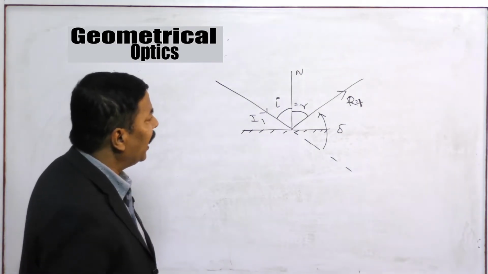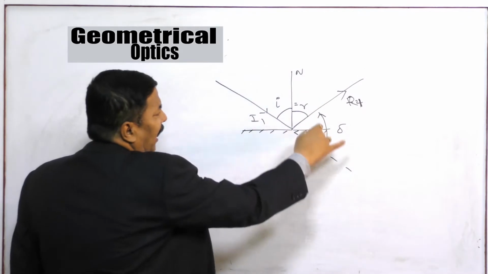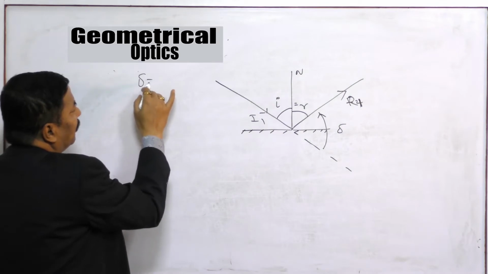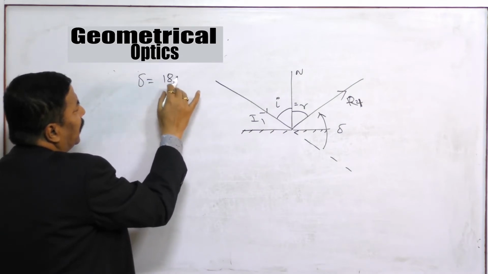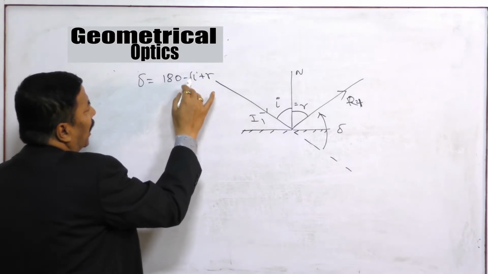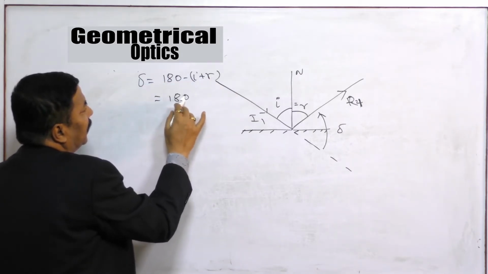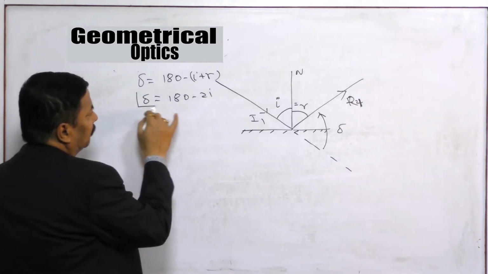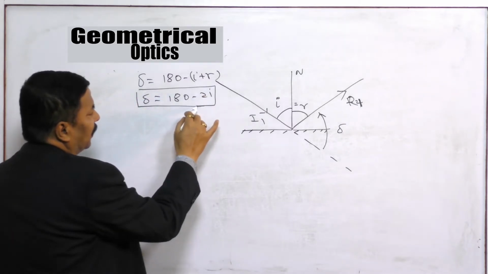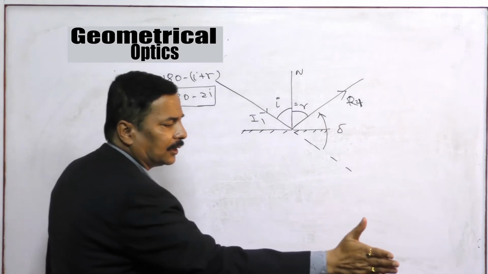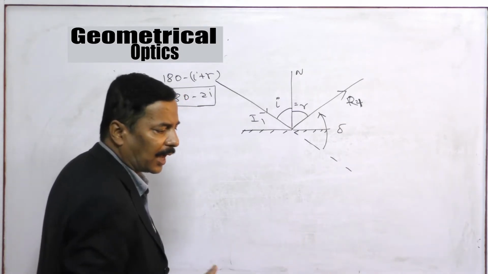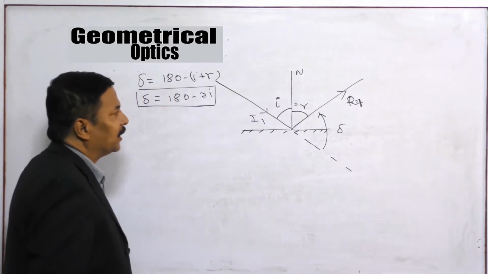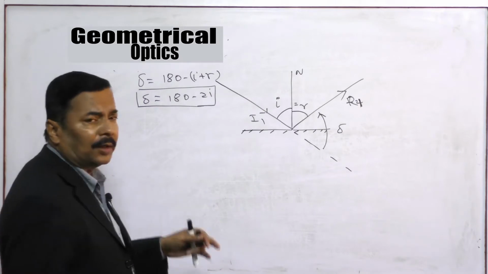Now here this complete angle is 180 degrees. So how much is the deviation? Deviation is 180 minus (I plus R). This is your 180 minus 2I, because I is equal to R. This is the deviation produced. What is deviation? The ray was going in this direction, it has turned in this direction, so this angle is your deviation. The angle by which the incident ray changes its direction is your deviation. And this is your normal, plane reflecting surface.